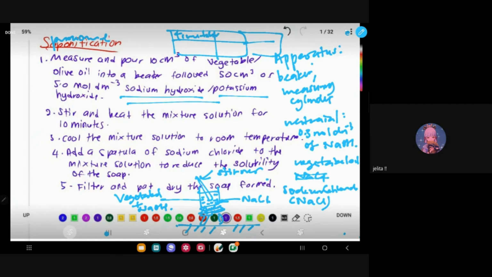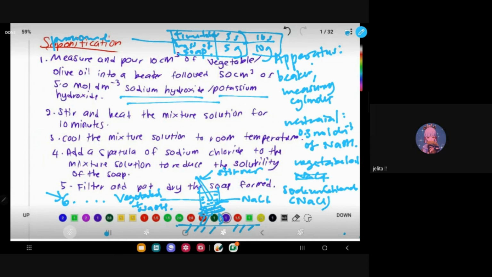Time taken, maybe 5 seconds, 10 seconds, and the mass of soap, maybe 5 gram, 10 gram, whatsoever. But here you have to say the mass of soap is collected and recorded in a table, if you want to draw such a table. You know what I'm talking about, guys?